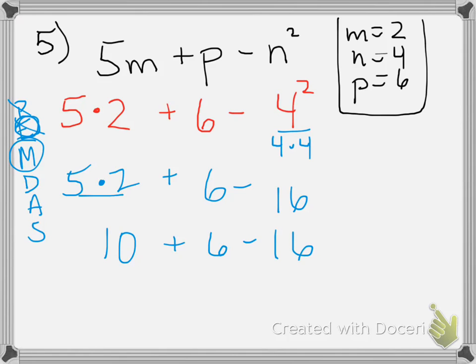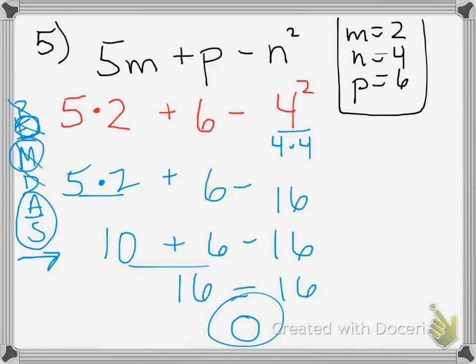Now, we see the addition, and, well, there's no division. We're done with multiplication, no division. We see addition and subtraction are together. No matter what order they come in, if you see addition and subtraction together, you're going to go left to right. So right now, we're going to do the addition first since it comes first. 10 plus 6 is 16, and then it's going to be 16 minus 16. Oh, look. All that work for 0.